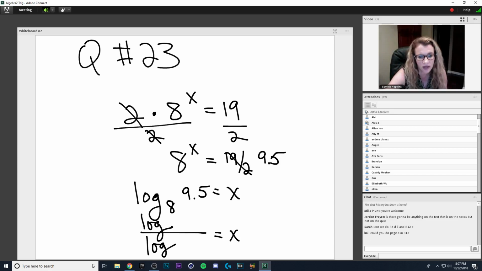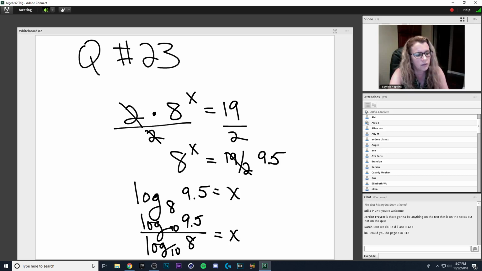Okay, the change of base formula is what it is. Don't go making things up. So I'm going to change the base to base 10 because I have that key in my calculator. And so you must know that the 9.5 goes up here and the 8 goes down here. And then you also must know how to enter this in your calculator.